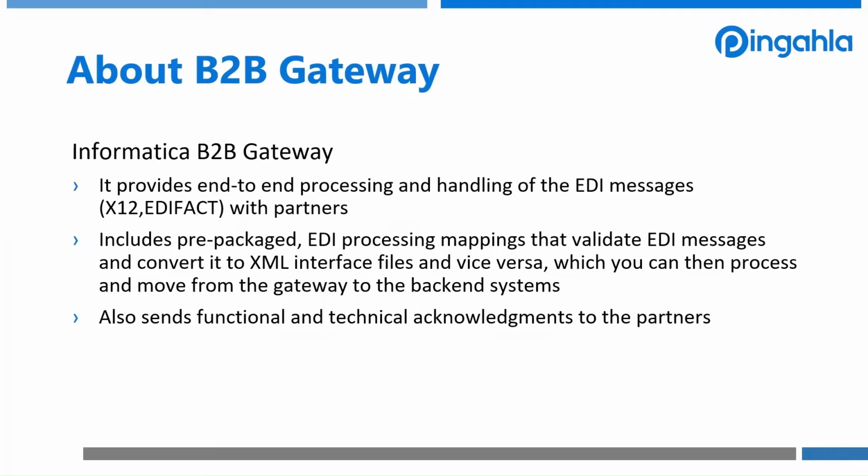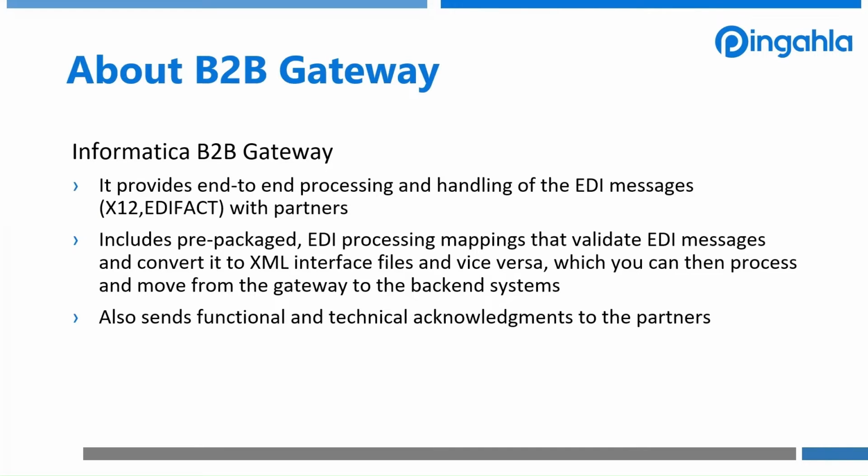Now let's see what IICS B2B provides to process these EDI messages. So B2B Gateway has set up an end-to-end processing and handling of EDI messages with partners. It provides pre-packaged EDI processing mapping that first validates the EDI and converts it to XML and vice versa. Then we can add backend mapping to process it further or move it from gateway document store to backend system. It also sends functional and technical acknowledgement, that is 997 files, to the partner.